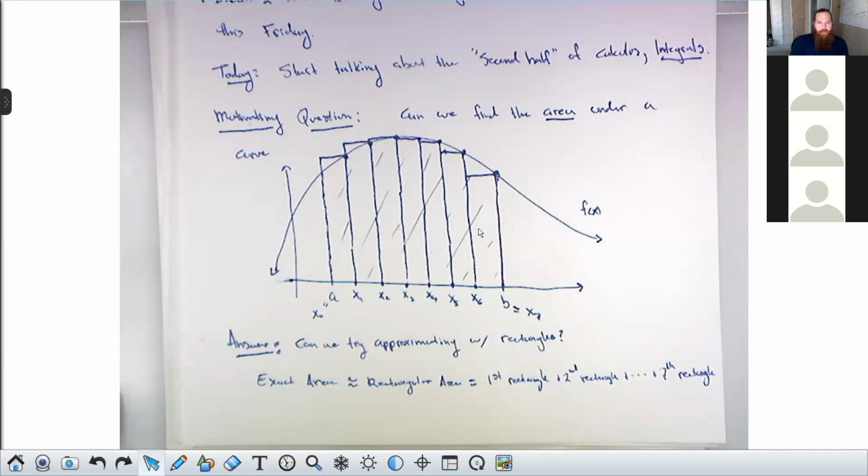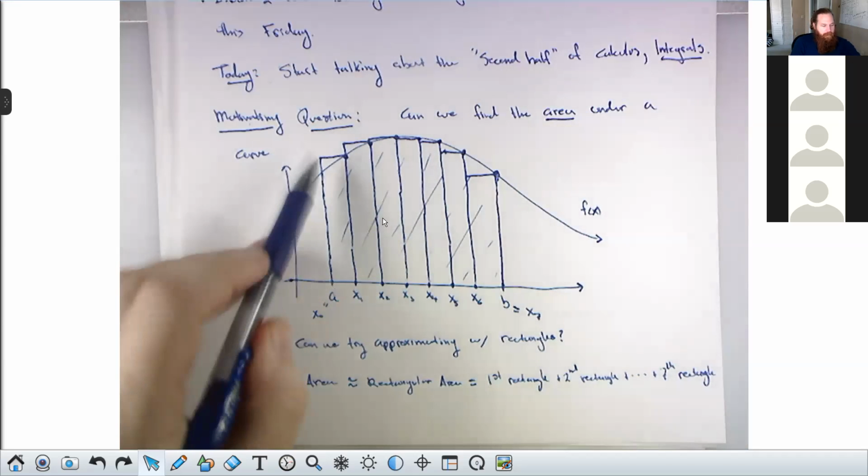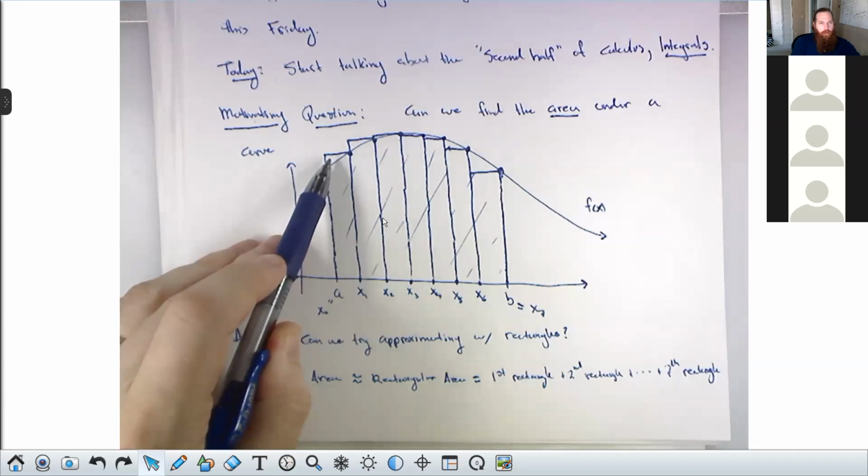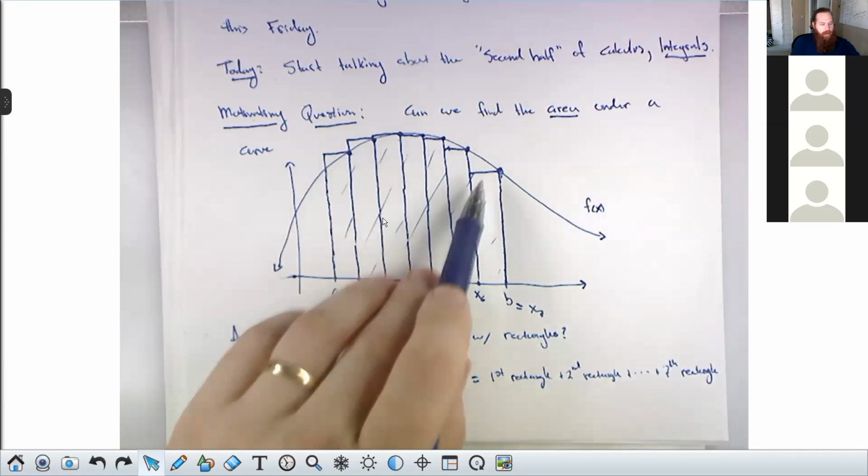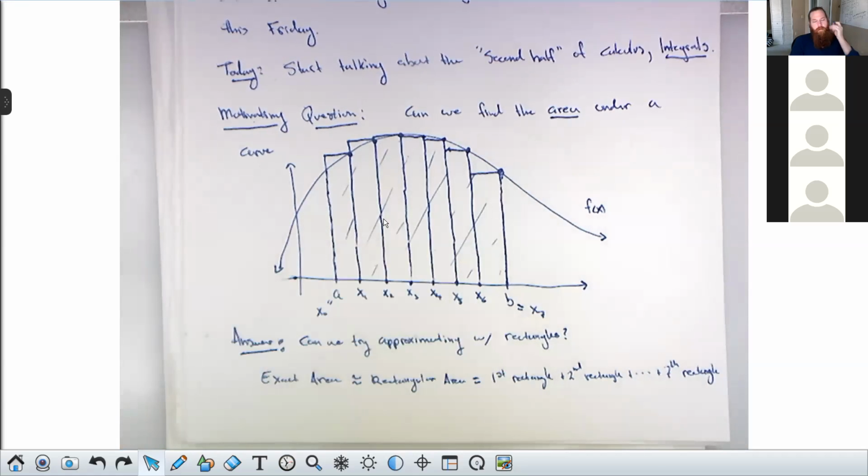And then the game is going to be, I'm going to use more and more and more rectangles. The more rectangles I use, the more accurate this approximation becomes. I've got this little piece here that hangs over, so there I'm overestimating the area. I've got this piece here which doesn't get measured at all, so I'm underestimating the area there. And if I use more and more narrower and narrower rectangles, then those error places will get smaller and smaller and smaller. So that's the basic idea.